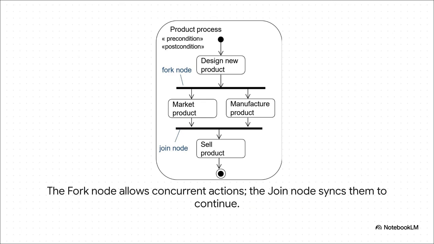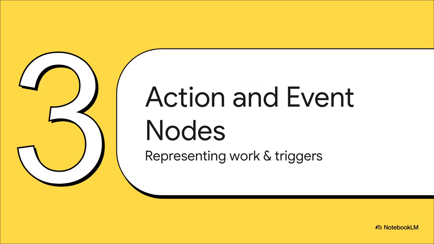This product process is a great practical example. After design new product, that fork node lets marketing and manufacturing happen at the same time. But the really critical part is the join node. It acts as a gate. The sell product action cannot, under any circumstances, begin until both marketing and manufacturing are finished. It synchronizes the workflow.